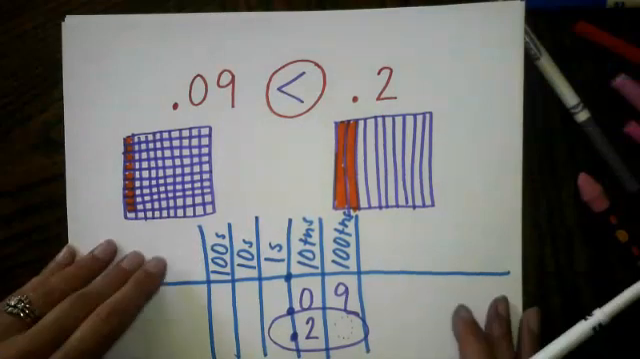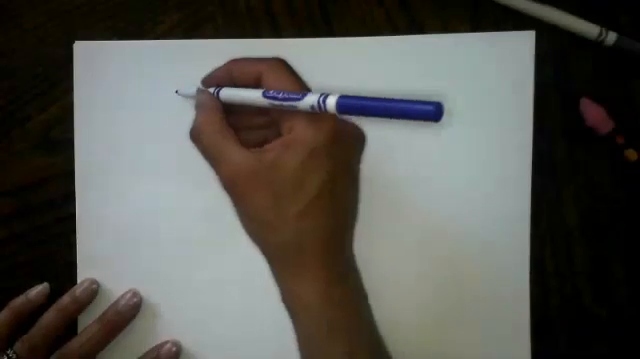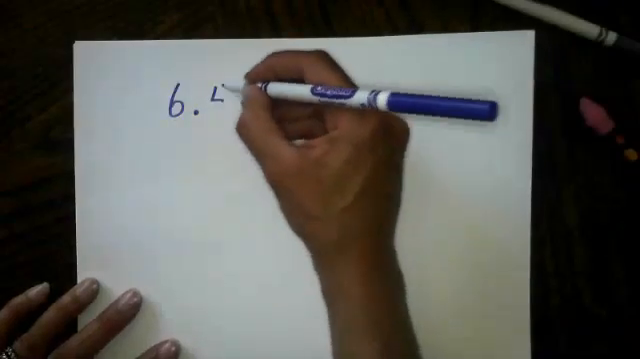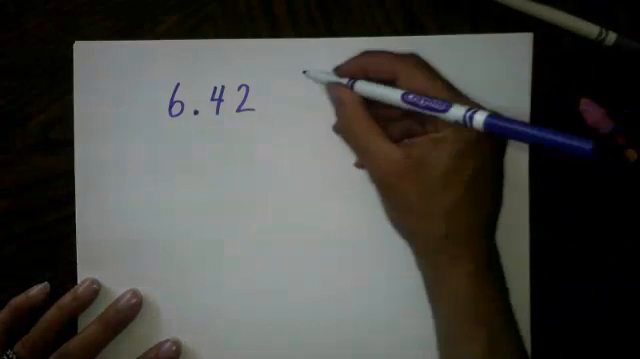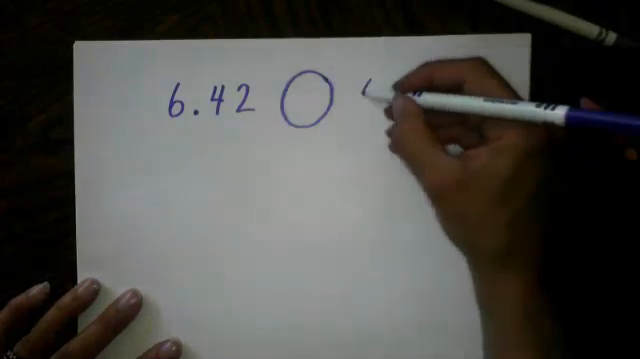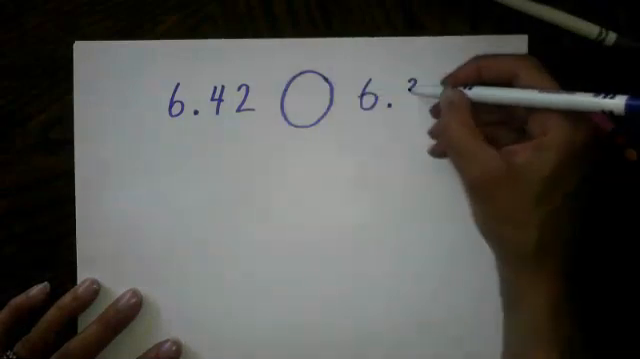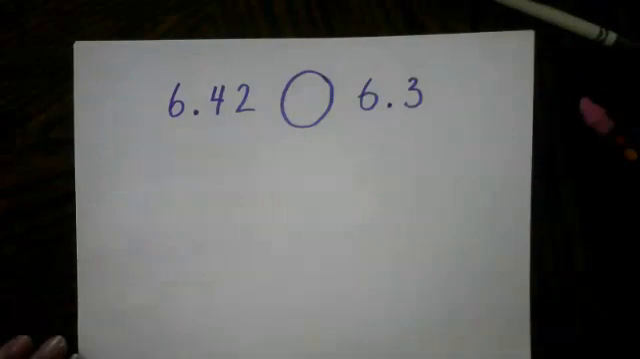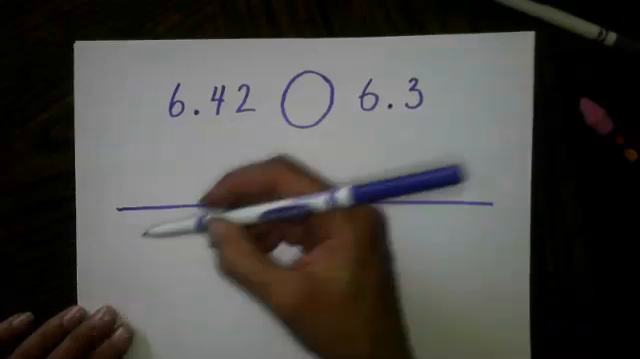All right, we are going to do one more example, and then I am going to send you off to do your own work. This example, I am going to include some whole numbers. All right, I'm going to say 6 and 42 hundredths compared to 6 and 3 tenths. Okay? Actually, pause it. Draw yourself your own place value chart, and give it a try. And then unpause.